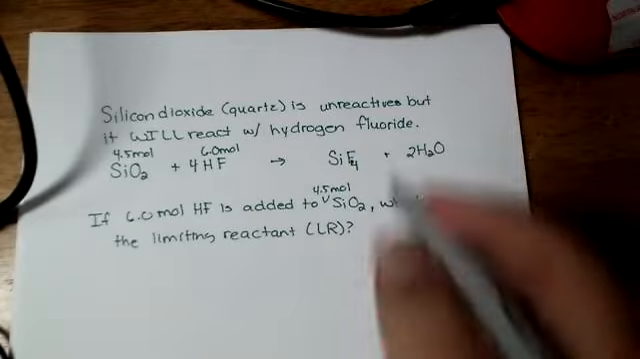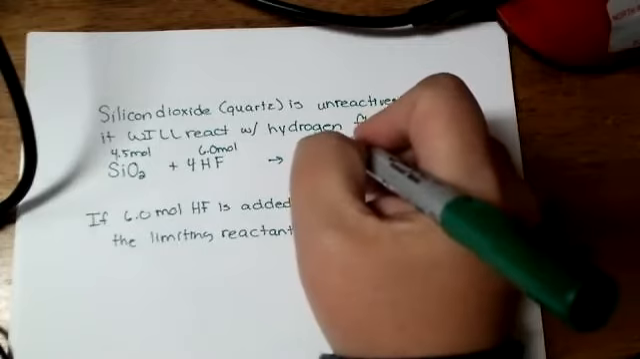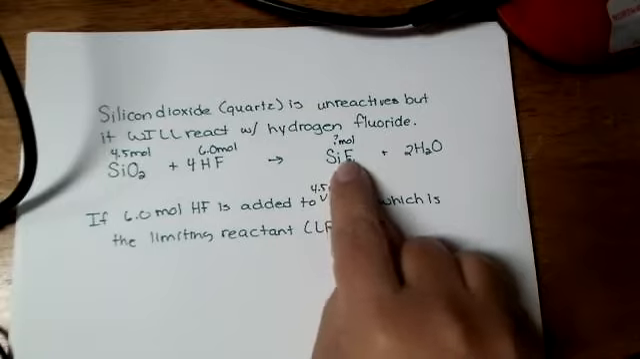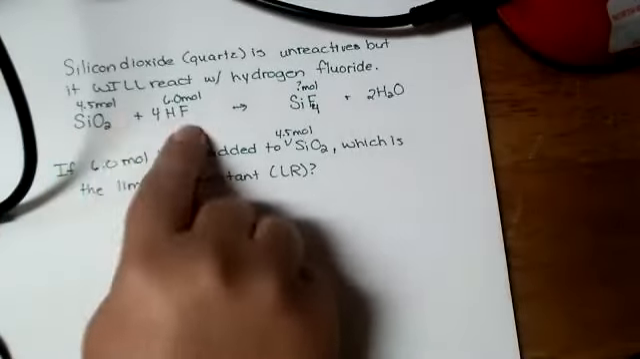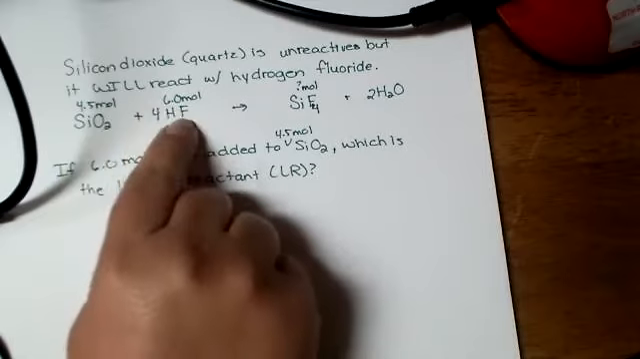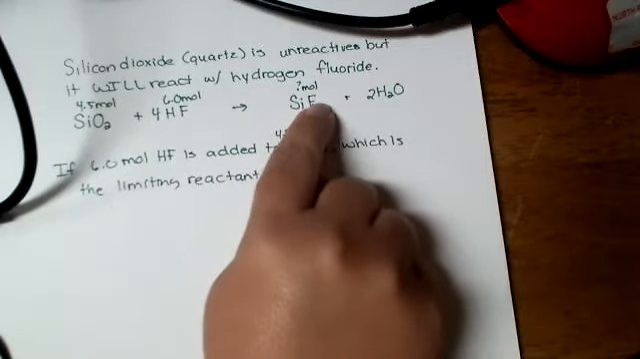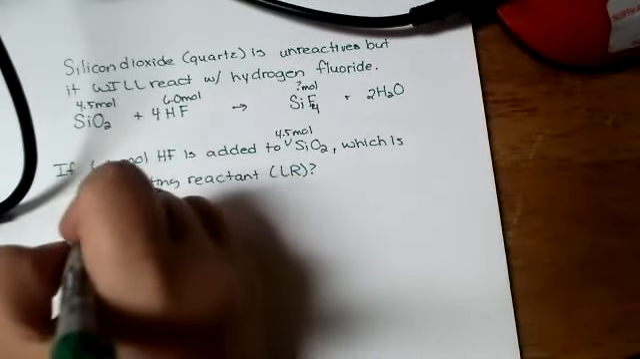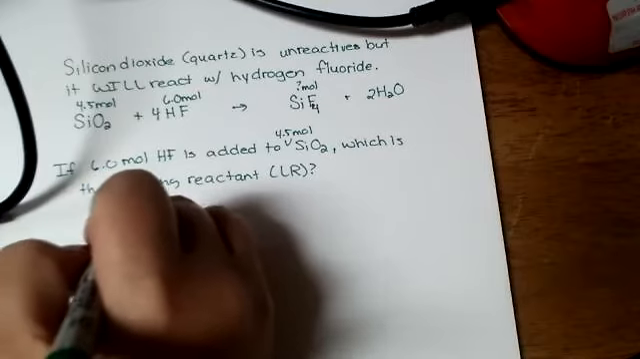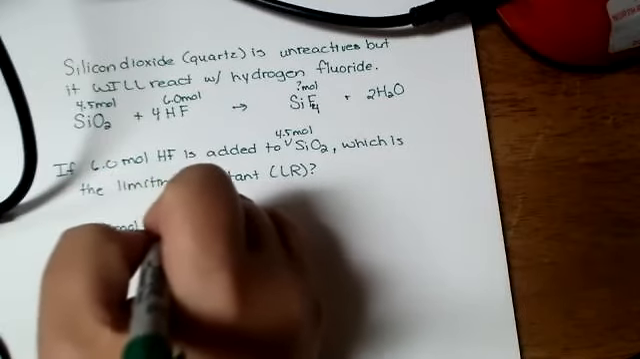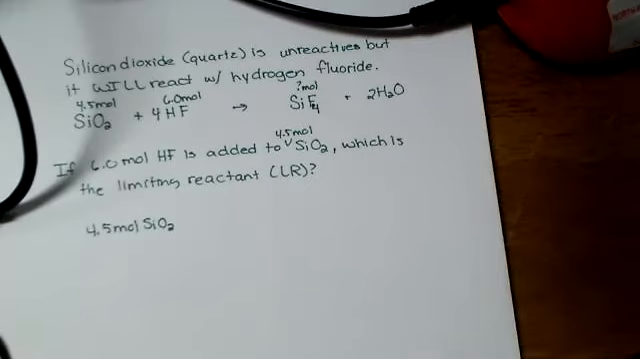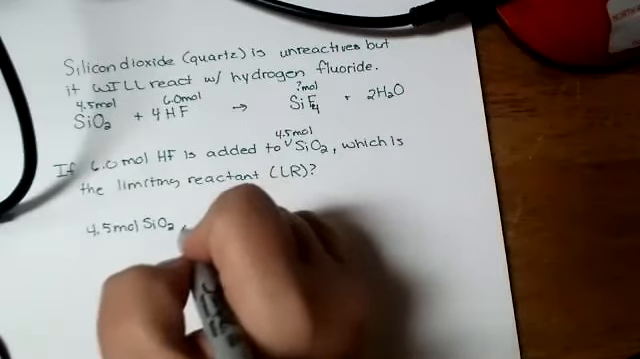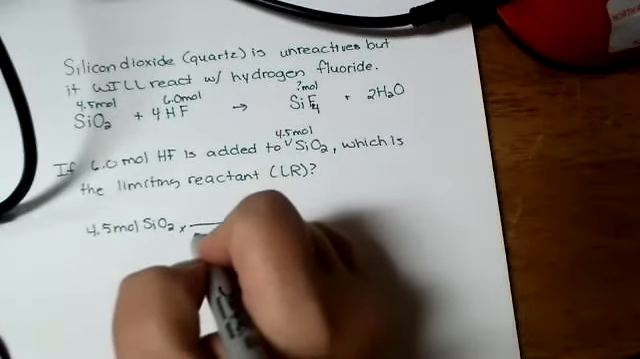So I'm just going to go over here and I want to know how many moles of this I can make. Okay, so what I'm going to do is imagine, instead of these chemicals, this is tires and this is bike frames, and I want to know how many bikes I can make. So I'm going to start with my first given, 4.5 moles of silicon dioxide, and I'm going to solve for moles of silicon tetrafluoride. So I'm going to use my mole to mole ratio.